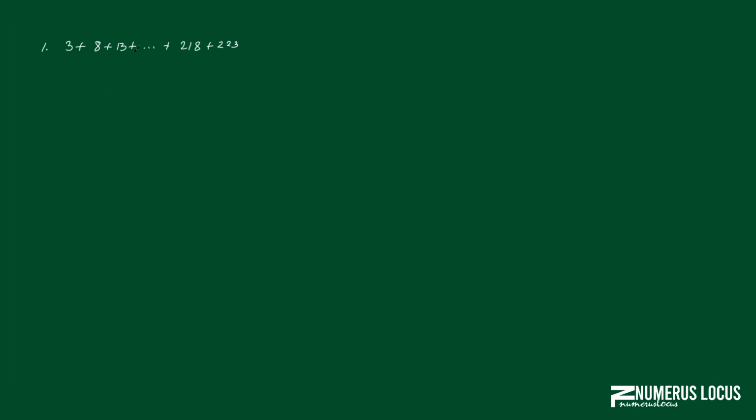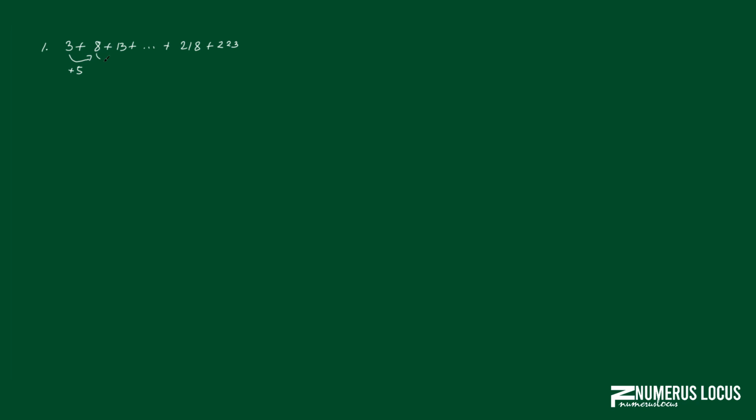3 plus 8 plus 13 plus ... plus 218 plus 223. So first, we're going to identify a pattern that is inscribed within our series. From our first term, we have 3. 3 plus a certain number, we will be arriving at our second term, which is 8. So we know that we need to add 5 so that we have 8 as our second term.